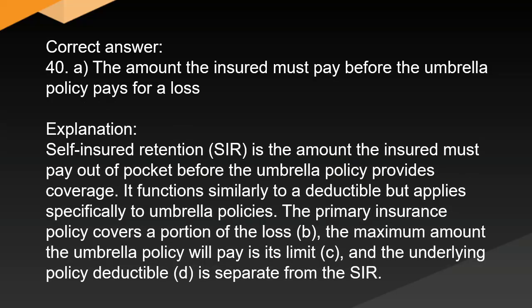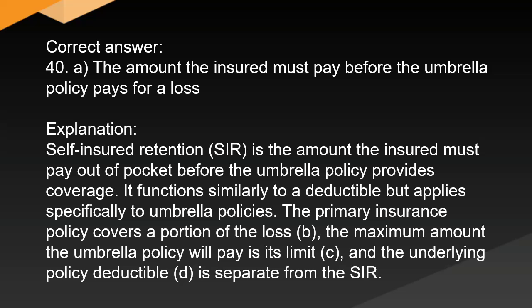Correct answer: A. The amount the insured must pay before the umbrella policy pays for a loss. Explanation: Self-insured retention, SIR, is the amount the insured must pay out of pocket before the umbrella policy provides coverage. It functions similarly to a deductible but applies specifically to umbrella policies.